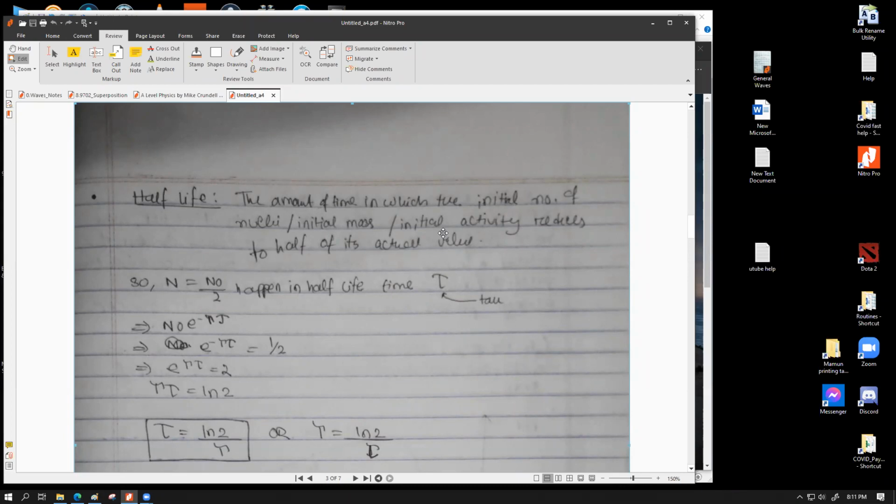So within the duration of the half-life, N will become N naught by 2. If you start with N naught number of initial undecayed nuclei, after the half-life you will have half of that remaining. So N equals N naught by 2 happens in a half-life duration of time, which is tau. This is the symbol tau, as per the student's handwriting. So here comes a bit of a calculation. Have a look. N equals N naught by 2.